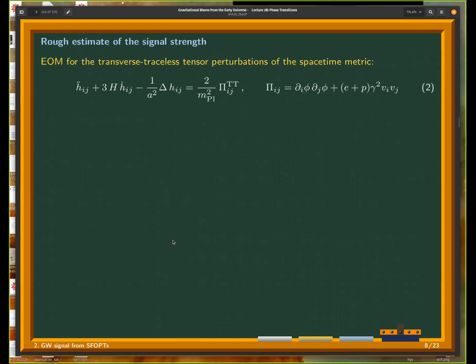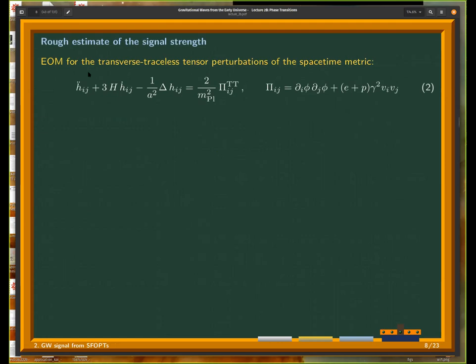All right. This entire business of modeling gravitational waves from first order phase transitions is very complicated. And in many cases, one has to rely on numerical lattice simulations. So I cannot and don't want to present any detailed calculation of the gravitational wave spectrum. Instead, I just want to do some back of the envelope estimate.